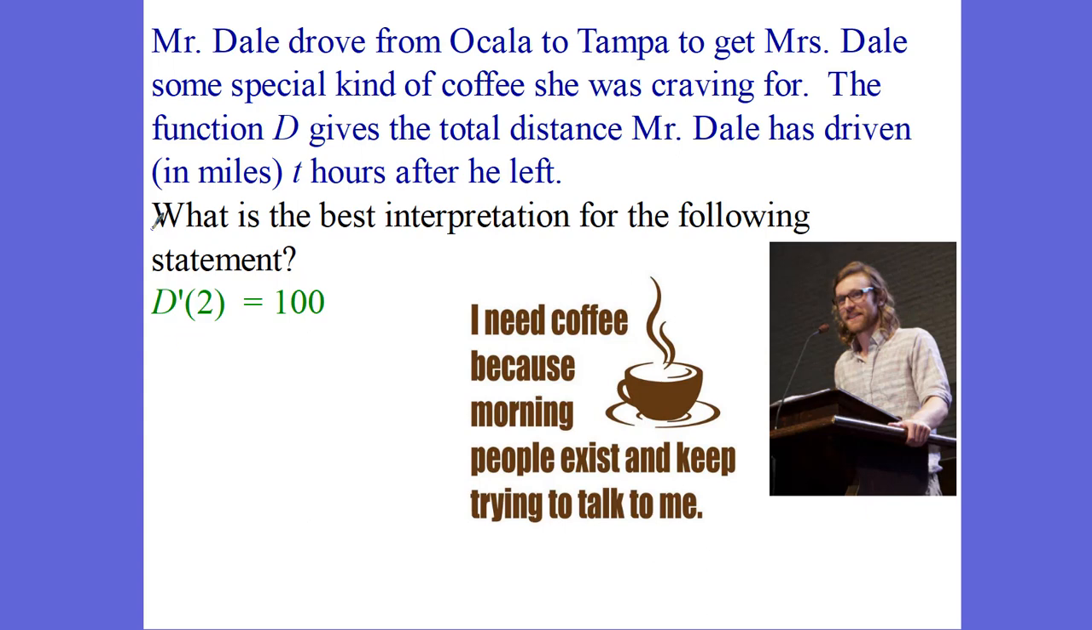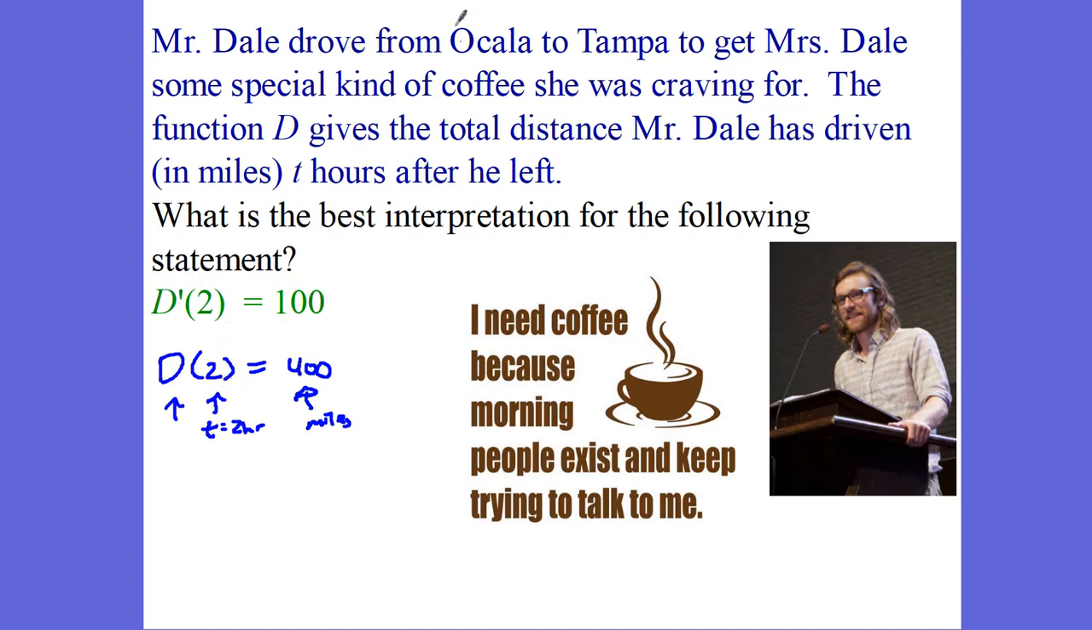And of course, think about, let's say we're talking about d of 2 is equal to something like 400. What does that mean? Well, that means distance as a function of time is equal to 400. Okay, so the time would be 2 hours because our time is in hours after he left. So 2 hours after he left, he will have driven 400 miles. And so that is what d of 2 equals 400 means.